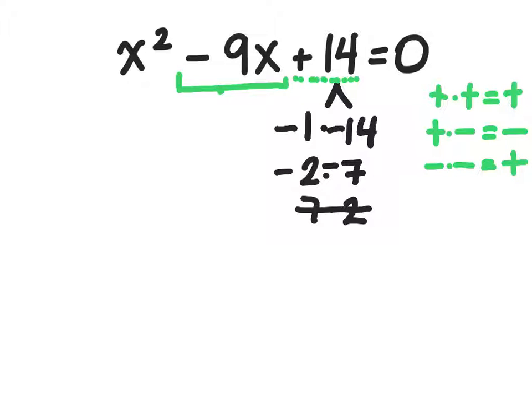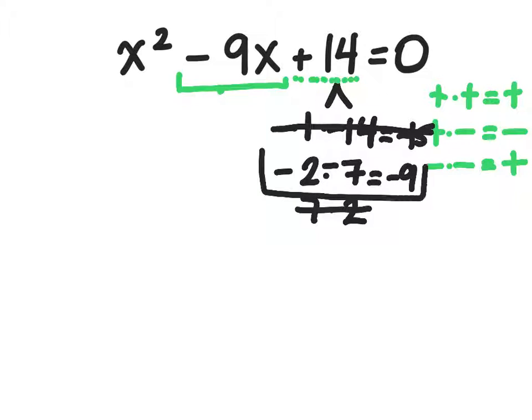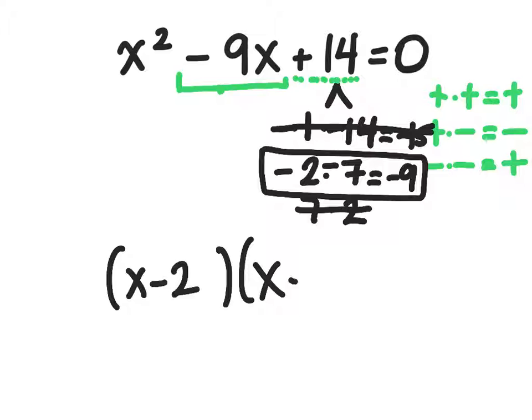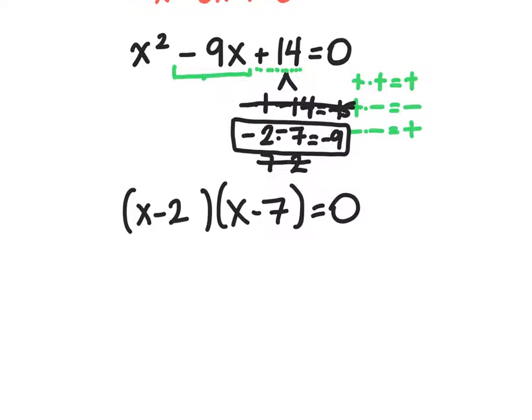So let's see, negative 1 plus negative 14 will be negative 15. That is not negative 9. Negative 2 plus negative 7 is negative 9. There it is. So when I write this in factored form, we will have x minus 2 times x minus 7 equals 0. Again, we can check our work with foiling. So even though this is our factored form, let's check our work.